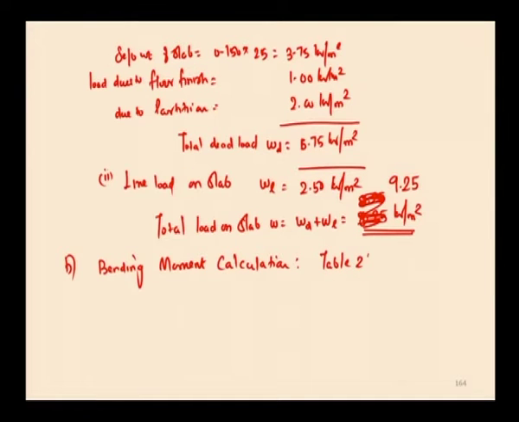We are going to use table 26 of IS 456. So, the condition is 3 edges discontinuous and 1 long edge continuous. Ly by Lx ratio, that we have calculated as 1.24. Now, alpha x, the bending moment coefficient in x direction.